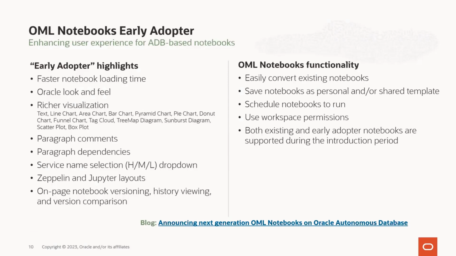Now, another recently introduced feature is the AutoML Notebooks Early Adopter interface, which is based on technology from Oracle Labs, and it offers a whole host of benefits. You'll experience faster notebook load times, both Jupyter and Zeppelin layouts, richer visualization, individual paragraph comments and dependencies, and even on-page notebook versioning, version history viewing, and version comparison. To help you take advantage of this new interface, we've made it easy to convert existing notebooks to the new interface. And you can continue to use both environments for a while longer, and then we'll automatically convert all notebooks to the new interface.